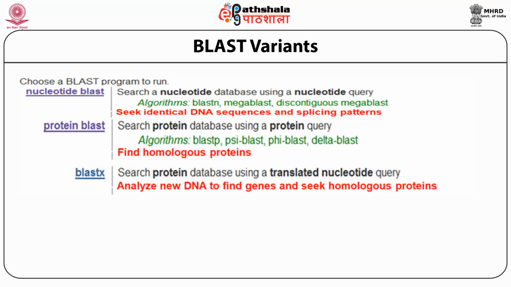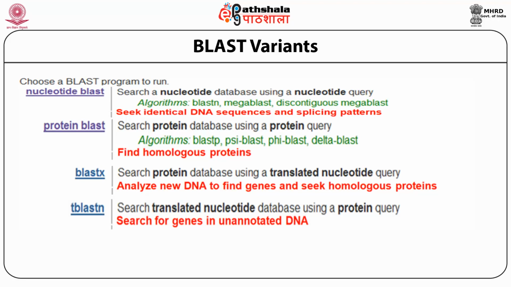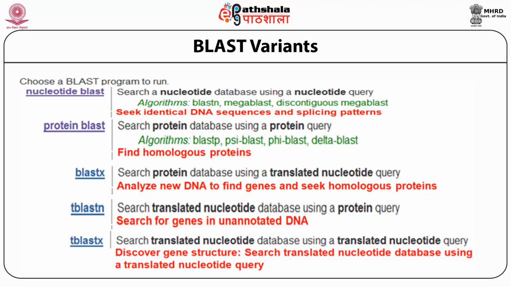BlastX is selected to analyze new DNA to find genes and seek homologous proteins. A DNA query is used to search a protein database, and the comparison is at protein level. tBlastN is selected to search for genes in unannotated DNA databases. A protein query is used to search a DNA database, and comparison is at protein level. tBlastX is selected to discover gene structure. This search is a translated nucleotide database using a translated nucleotide query. A DNA query is used to search a DNA database, and the comparison takes place at protein level.